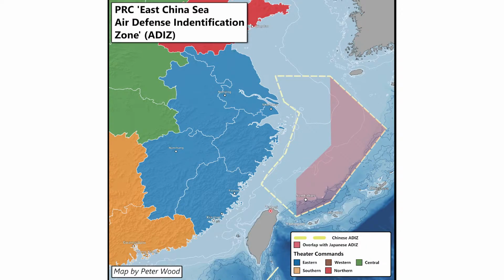Below the theater commands, there are several regionally focused sub-theater elements. The most notable of these sub-theater elements is a joint command assigned to oversee operations in the East China Sea. Called the East China Sea Joint Operations Command Subordinate, it is subordinate to, although it predates, the Eastern Theater Command.